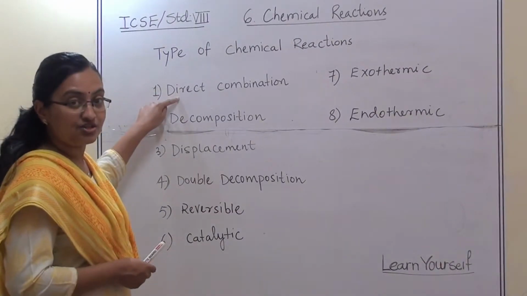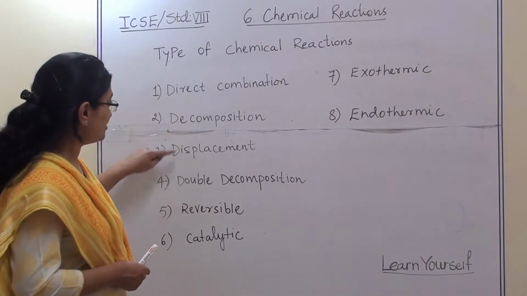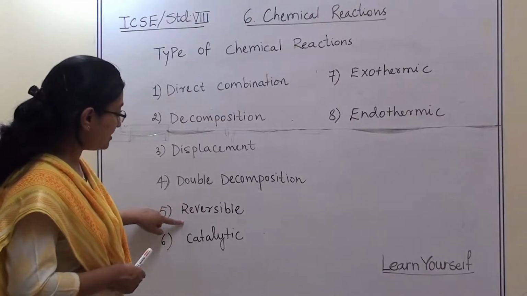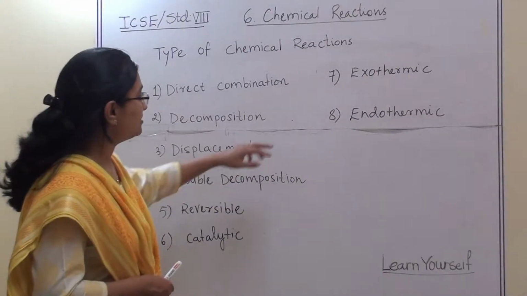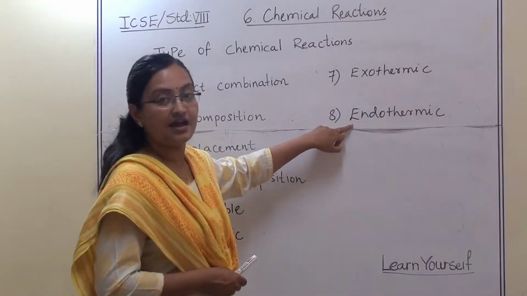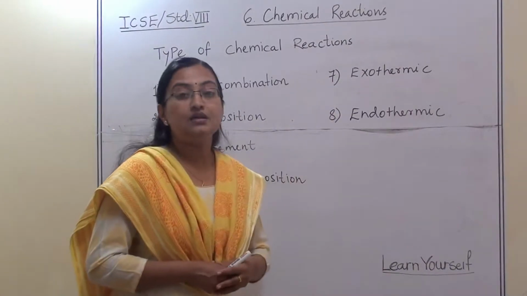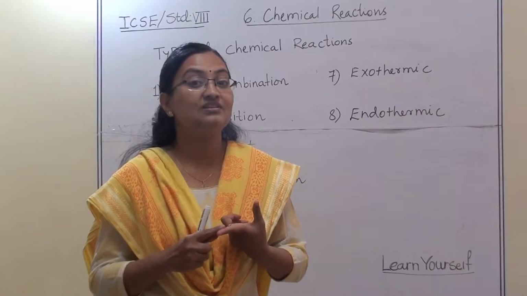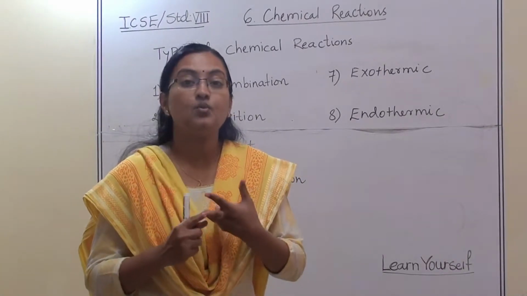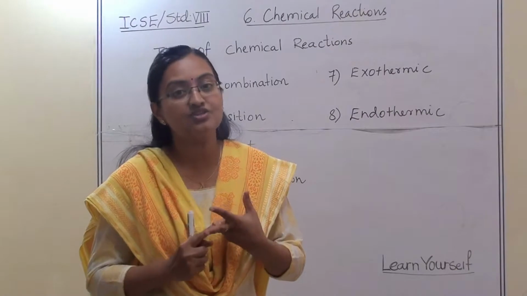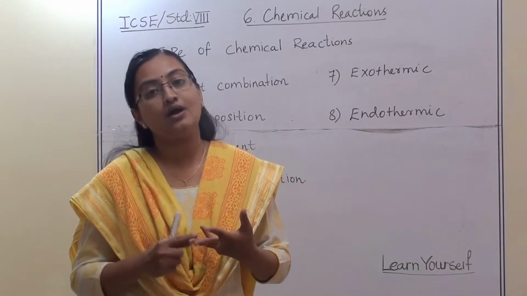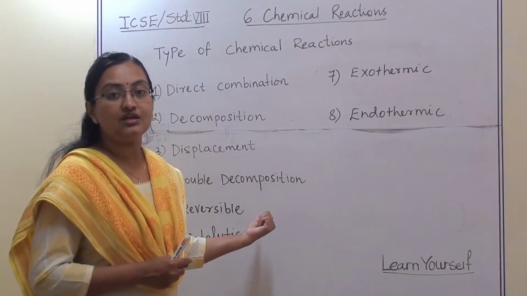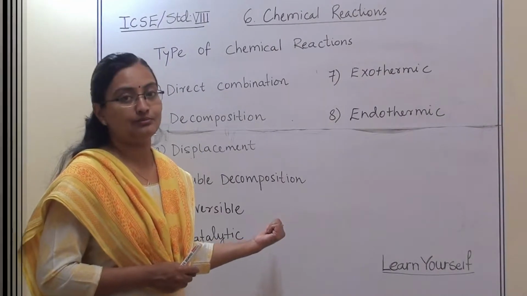Direct combination reaction, decomposition reaction, displacement reaction, double decomposition reaction, reversible reaction, catalytic reaction, exothermic reaction and endothermic reaction. When we are learning this, for each and every type of reaction, you should remember the definition of it. You should remember one example for each type of reaction and you have to explain the reaction. Let us see each and every reaction one by one with a suitable example.